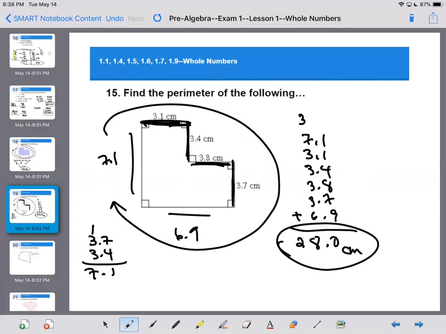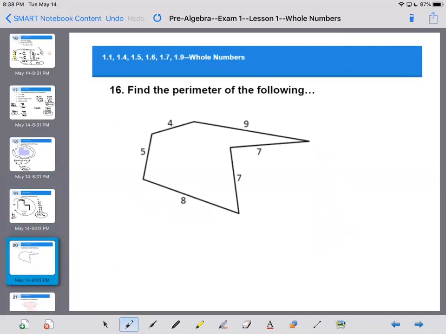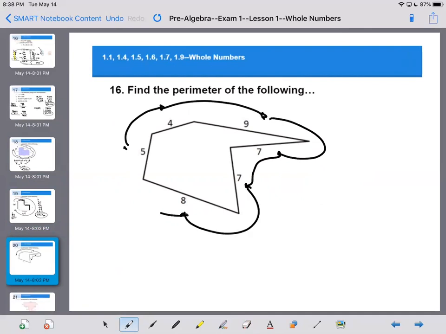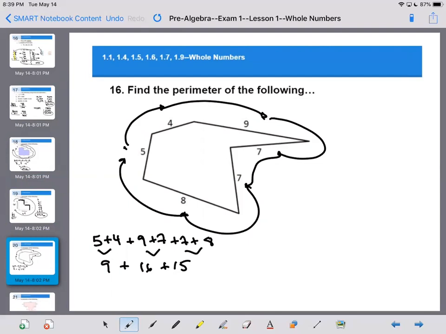All right. Look here, we would say, I'm going to start with 5 and I'm going to work my way around. So 5 plus 4 plus 9 plus 7 plus 7 plus 8. So there's 9, there's 16, there's 15. So that's 20 and 11, so there's 31 and 9. So this would be 40 units as the perimeter.